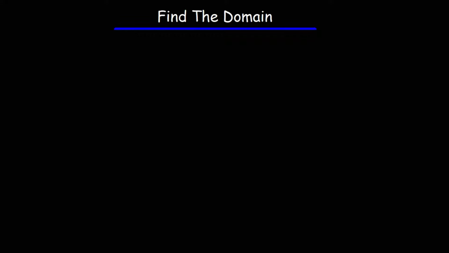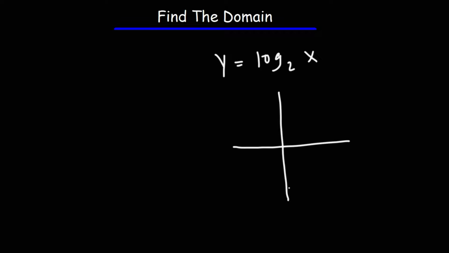In this video, we're going to talk about how to find the domain of a logarithmic function. So let's start with the function log base 2 of x. If you were to graph this function, it would look something like this. It has a vertical asymptote of x equals 0, and the x-intercept is at 1.